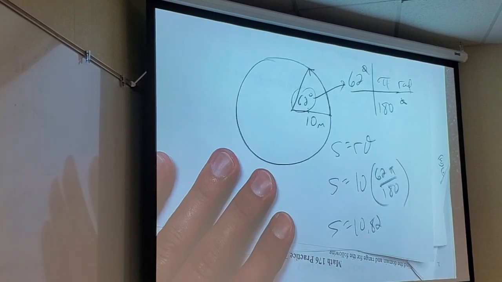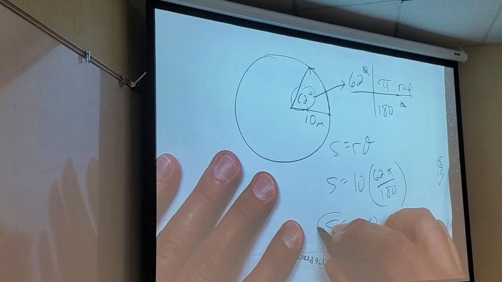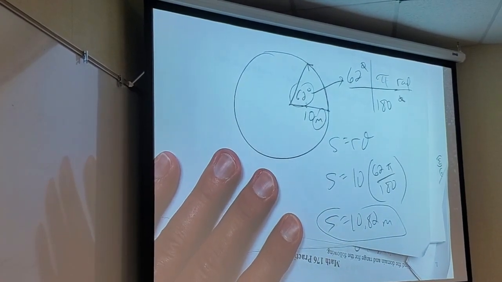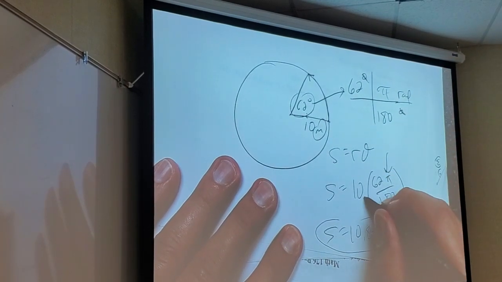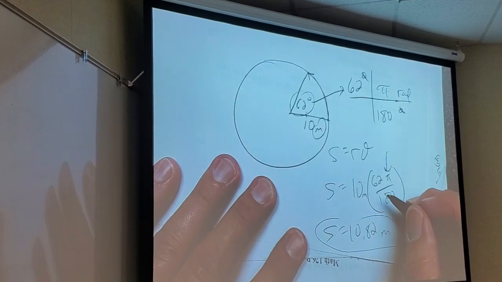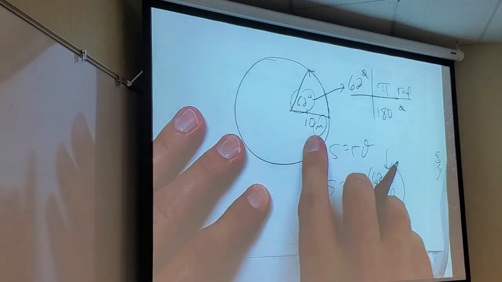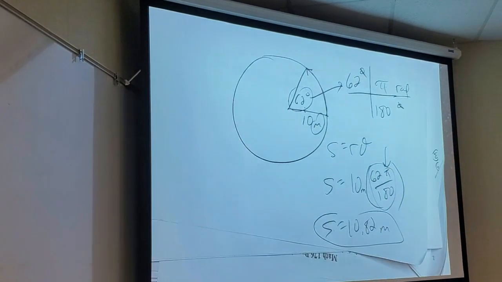Student: 10.82 radians? No. Degrees? No. What are the units? Meters. Student: But we just converted it to radians. The angle is in radians, right? This is meters, yes. Ten meters is how big every radius is, and this is the number of radii.